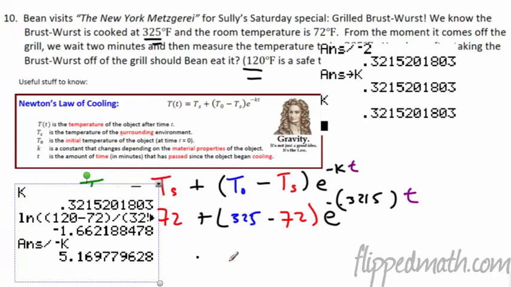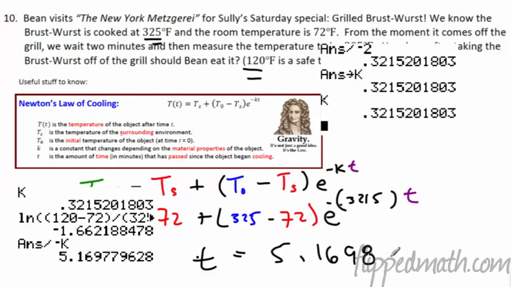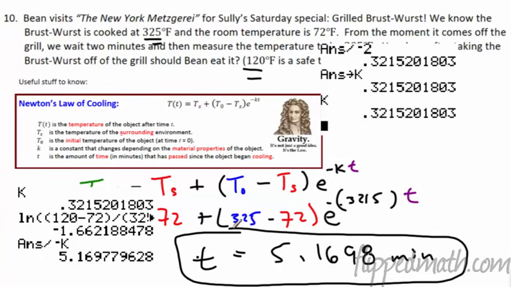That'll find the value for T. So that's it for Newton's law of cooling. Here we get 1698 minutes. Remember, all of Newton's cooling problems are in minutes. And that's it. That's number 10. Let's go on to number 11.